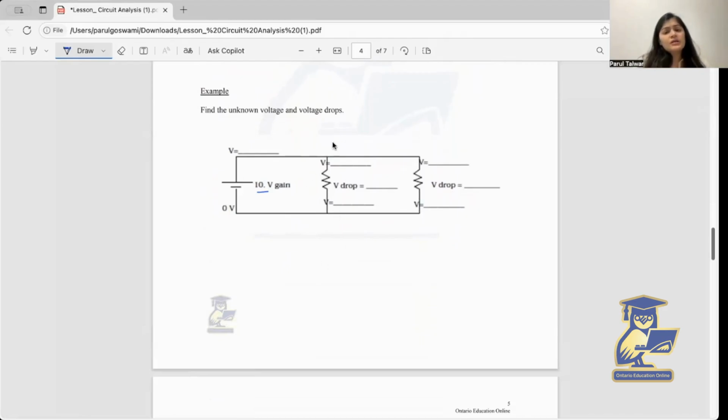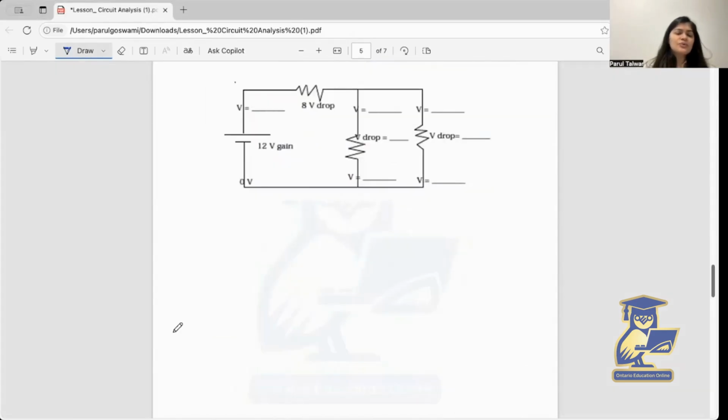Now, you can see here that these two resistors are connected in parallel. As they are connected in parallel, we know that voltage remains the same. So 10 volt here, so 10 volt drop would be here and 10 volt drop would be here. So voltage remains the same in parallel. That's why we are able to calculate the voltage across each resistor.